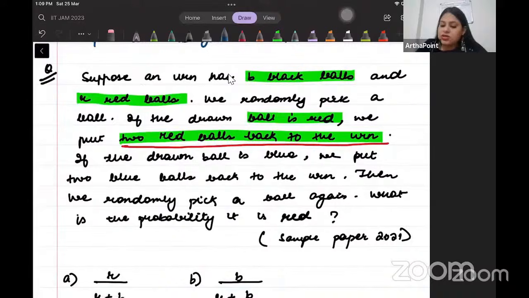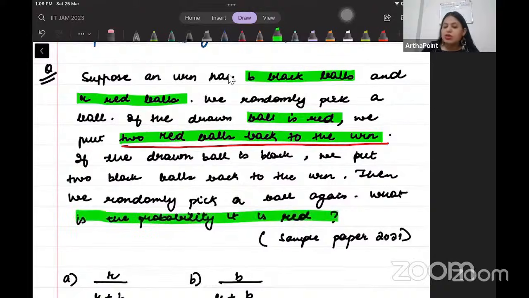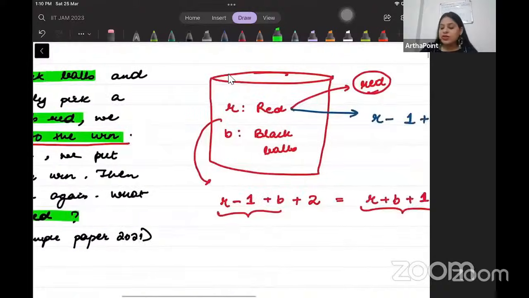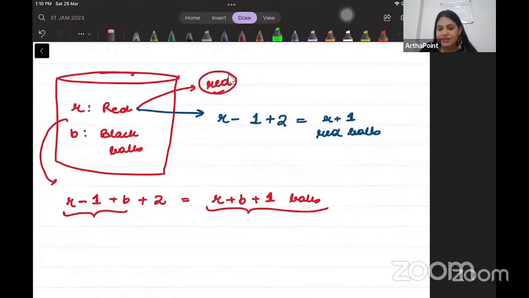If the drawn ball is black, this is not blue, it will be black. We put 2 black balls back to the urn. This is also black. Just keep the same color. Back to the urn. Then we randomly pick up the ball again. What is the probability that it is red? So just like I did for red, it is also possible that the ball that I drew was black, right?